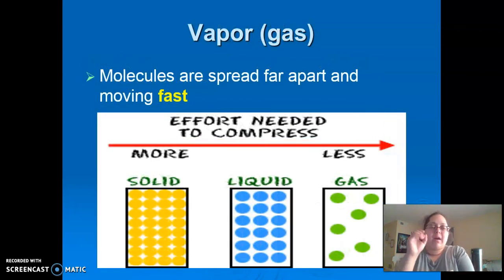And then when we get to the gas form, molecules are spread apart and they're moving really fast. And so they're moving so fast that we don't actually see it. Okay?